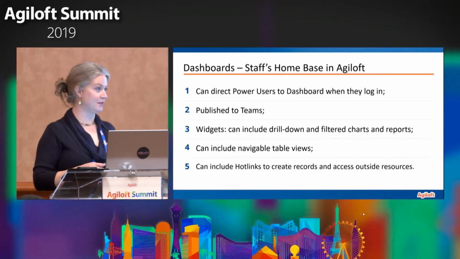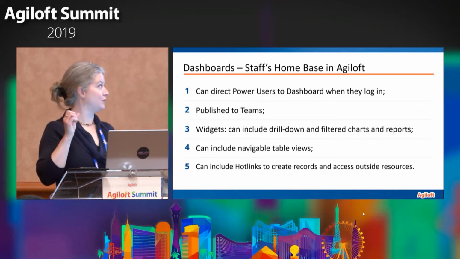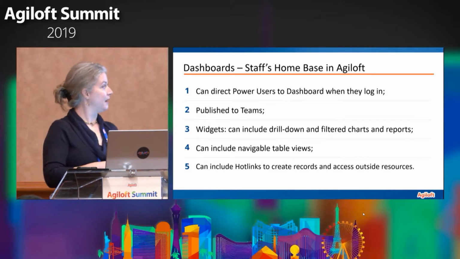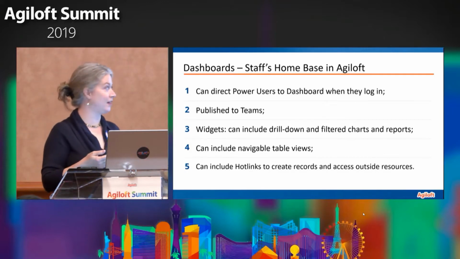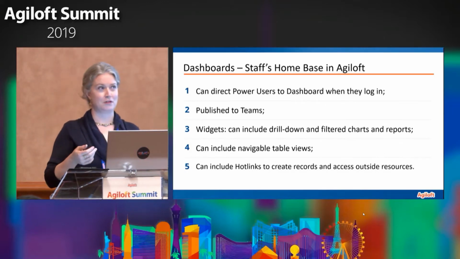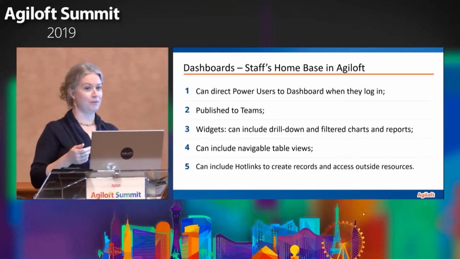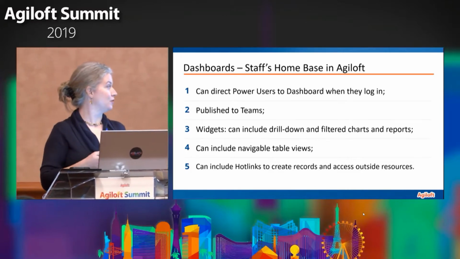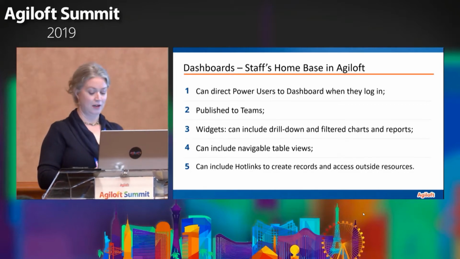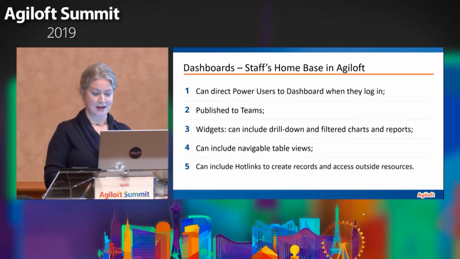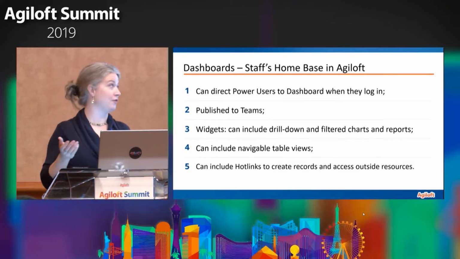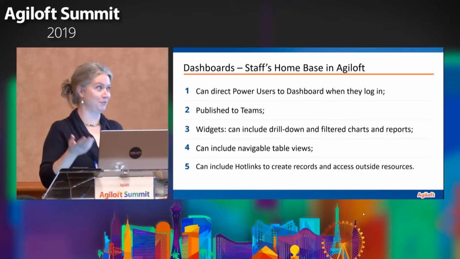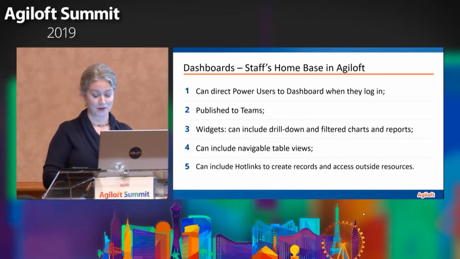They're published to teams, so you can set it to have the person go to their default dashboard by their primary team, and they're made up of widgets. There are lots and lots of different kinds of widgets, including things that really help your users check out the system and drive it via a data-driven process. So you can use drill down and filtered charts and reports. You can include navigable table views, and you can also include hot links that let you set the values of fields behind the scenes. So all your user has to do is click on a link to create a BAA or to create an NDA or to do lots of different things in the system. And those are really easy to configure.